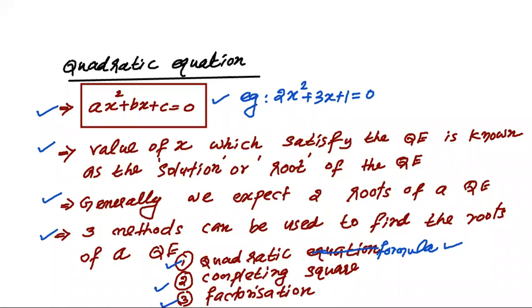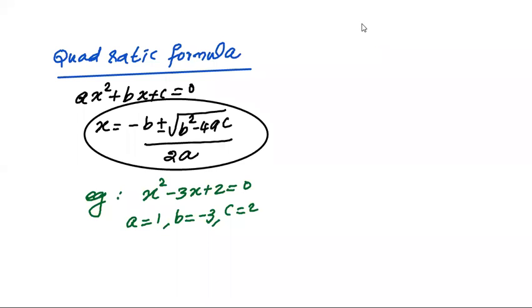Now we are going to discuss the concept of the nature of roots of a quadratic equation. Before that, let me discuss the concept of the quadratic formula. After that, we will move to the nature of roots. First of all, we should know what the quadratic formula is. We have seen that ax² + bx + c = 0 is the general form of a quadratic equation, and the quadratic formula method is used for finding the value of x, which is known as its root or solution.